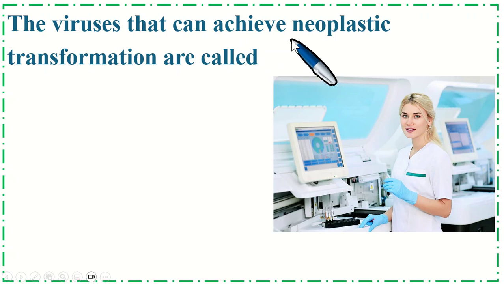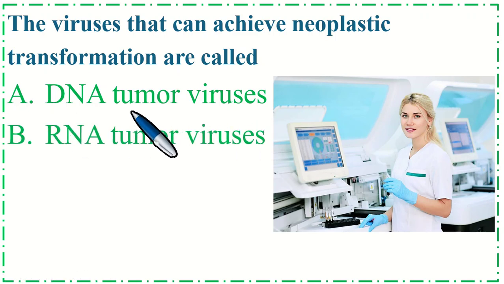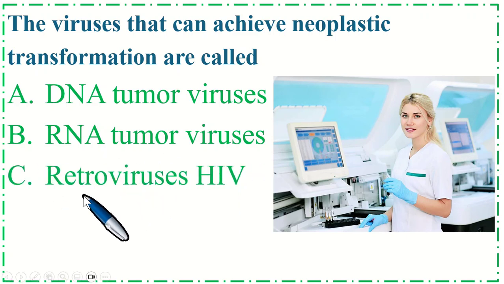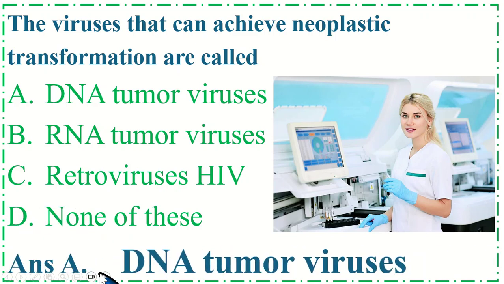The viruses that can achieve neoplastic transformation are called option A DNA tumor viruses, B RNA tumor viruses, C retroviruses HIV, and option D none of these. So the correct option is A, DNA tumor viruses.